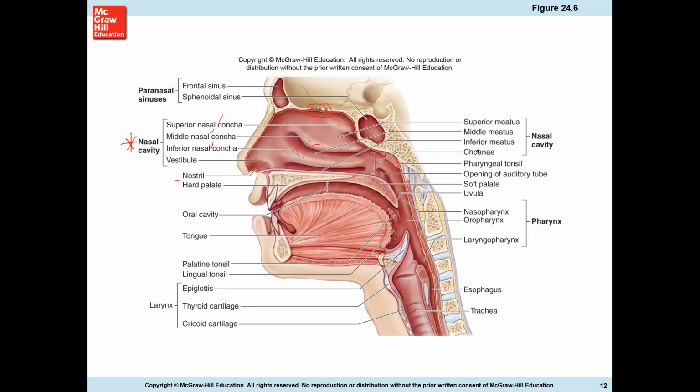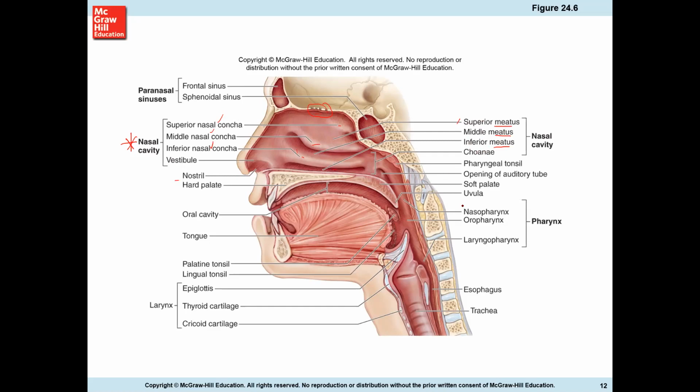Then you have the posterior area. Well, here's what you need to know. The meatus is the space between the concha, lined with epithelium, very vascular. There's cilia, warms the air, and there's your first line of defense, which is the cilia in the nasal cavity, lining those meatuses. Good.